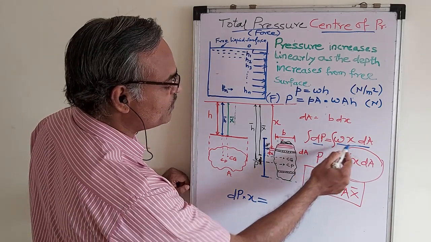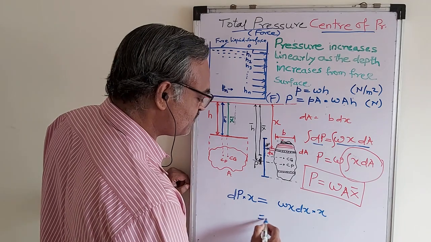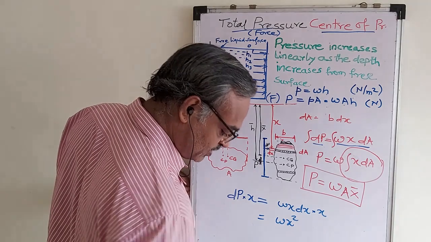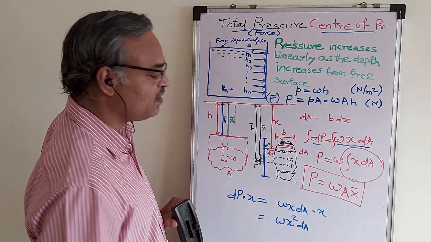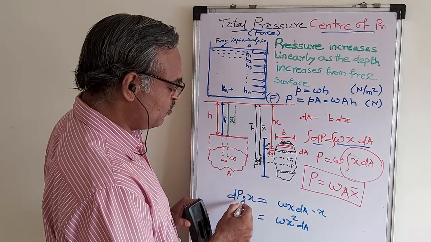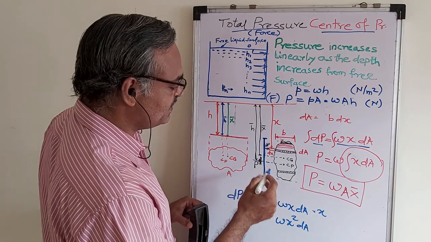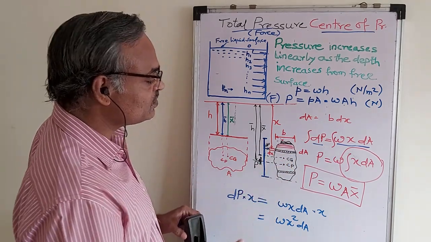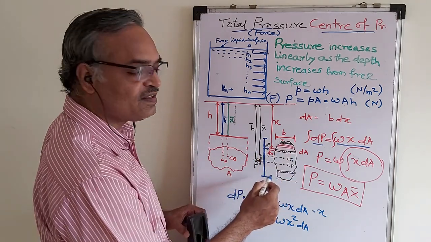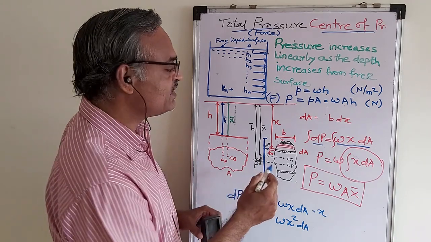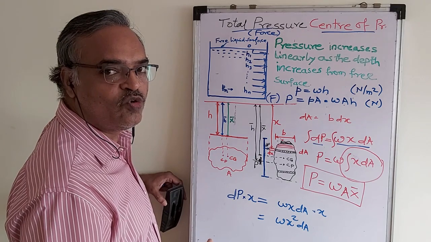which is nothing but dp, what we have written for it, wx dA, into one more x. So it becomes w x square dA. And similarly, if we go on calculating the moment of the force on every strip and then sum it together, then the summation of moment of the force on every strip is equal to the total moment, that is the total pressure acting on the whole body into the distance of its point of application from the free surface. So we can calculate the total moment by integrating this equation.